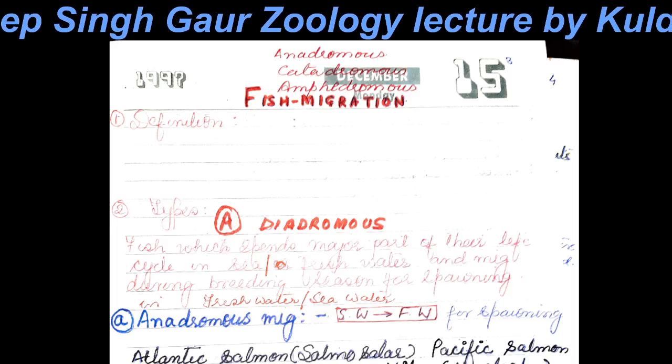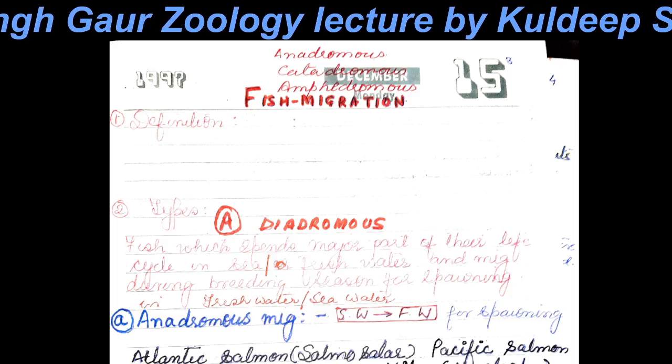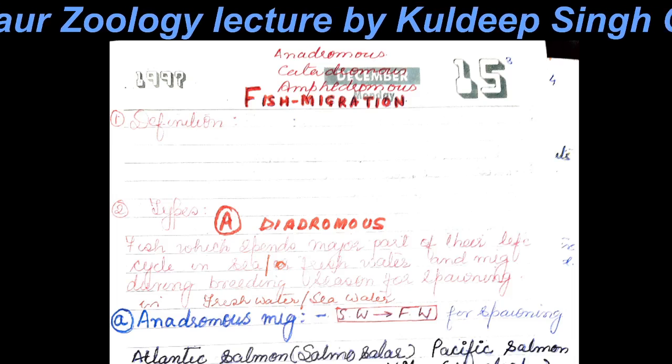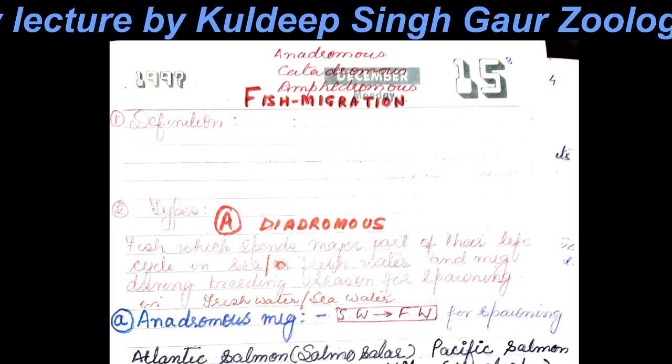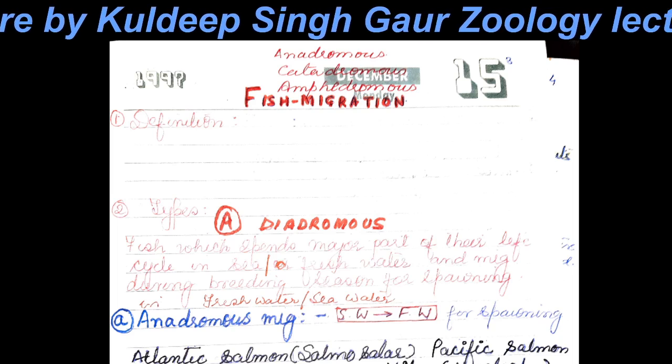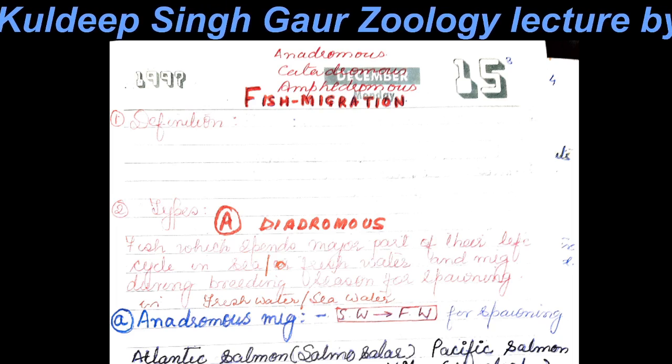Dear students, today we are going to study fish migration. Migration is actually the movement of any animal from feeding ground to breeding ground and back to the feeding ground after reproduction.